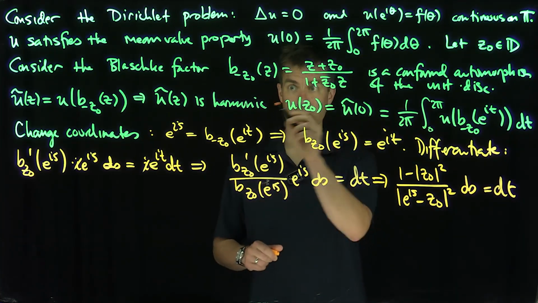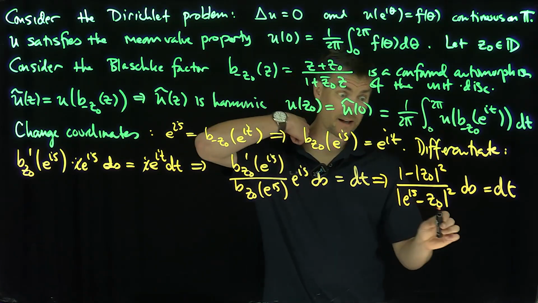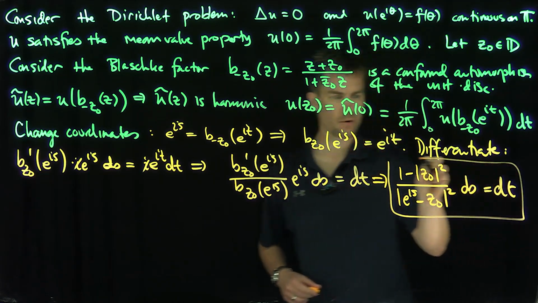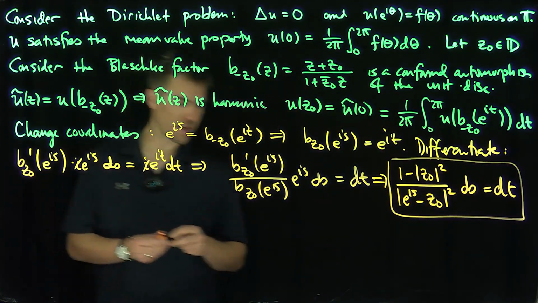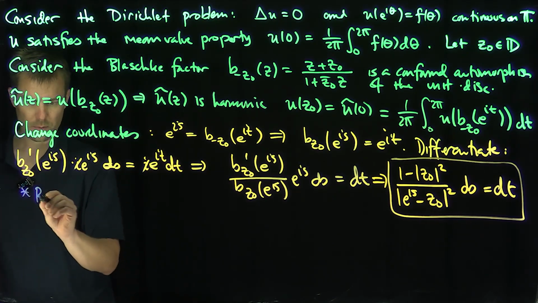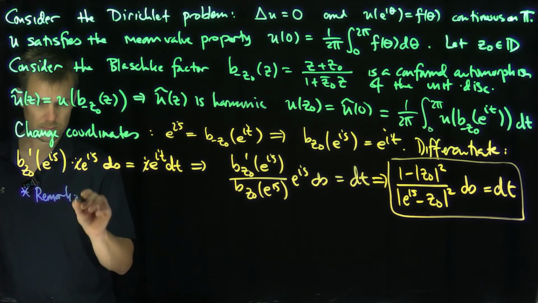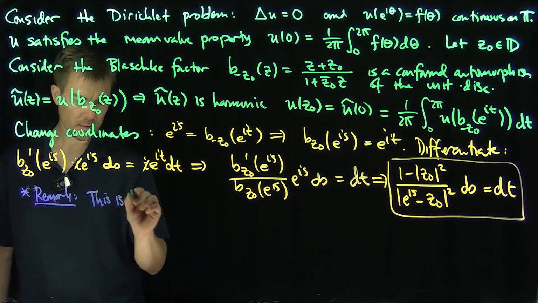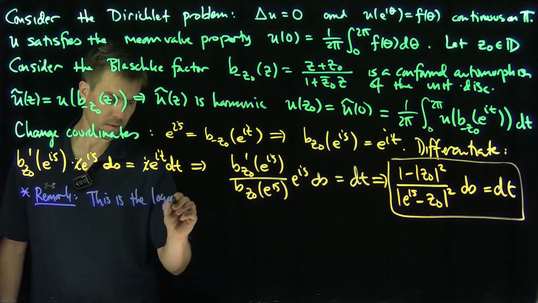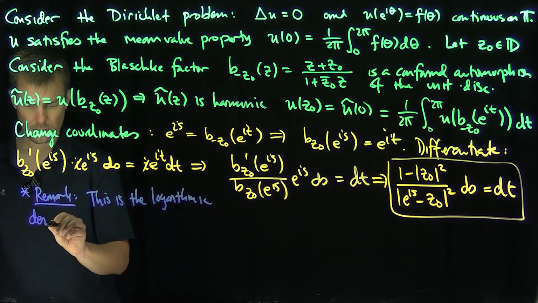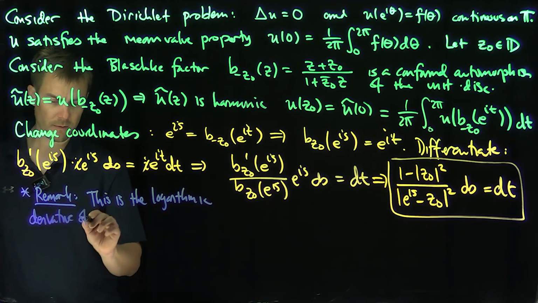If you do this calculation, we've seen this before with the Blaschke product, you get exactly this. This is how you prove it maps the boundary to the boundary. So this is what we get over here, this change of coordinates. And also notice one thing to remark on before we continue this calculation: this is the logarithmic derivative of this Blaschke factor.